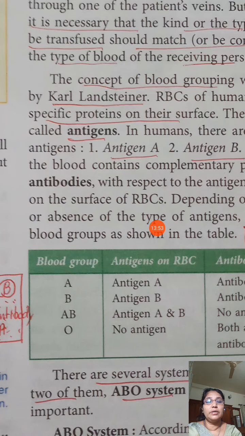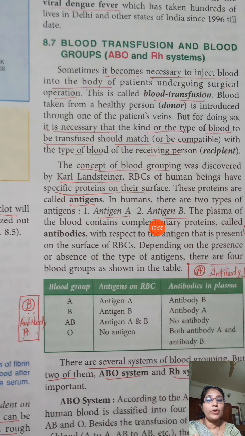So clotting or coagulation may occur if we receive blood from another group. If it is not matching, a person with A group can take blood from A group or O group.